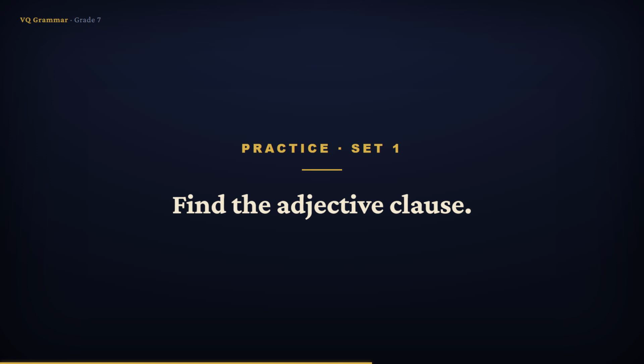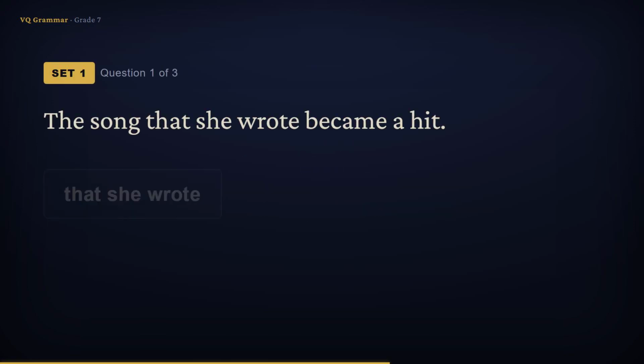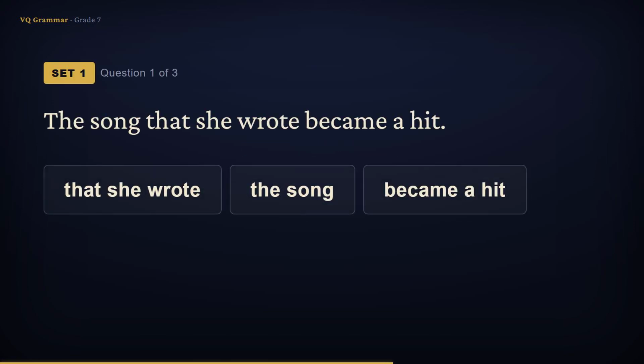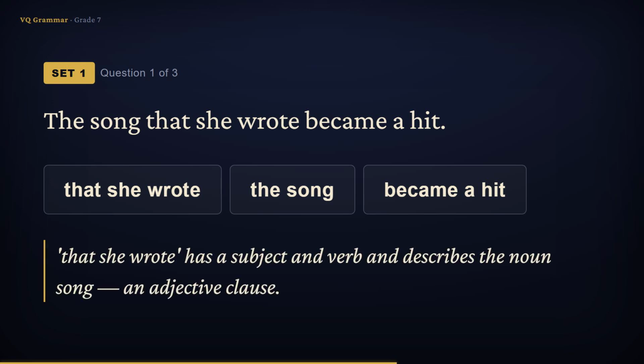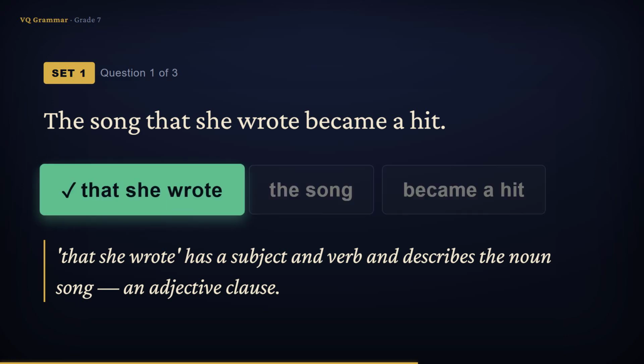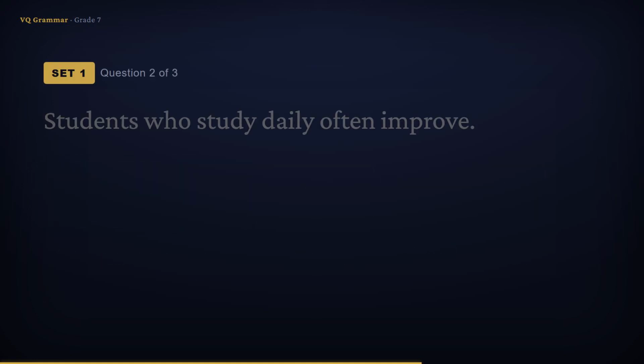Time to practice. In this first set, read each sentence and pick out the adjective clause, the group of words that describes a noun. Pause the video and choose before I reveal the answer. The song that she wrote became a hit. Which group of words is the adjective clause? Look for a subject and a verb that describe a noun. "That she wrote" has the subject she and the verb wrote, and it describes the noun song, telling which song. So the answer is "that she wrote."